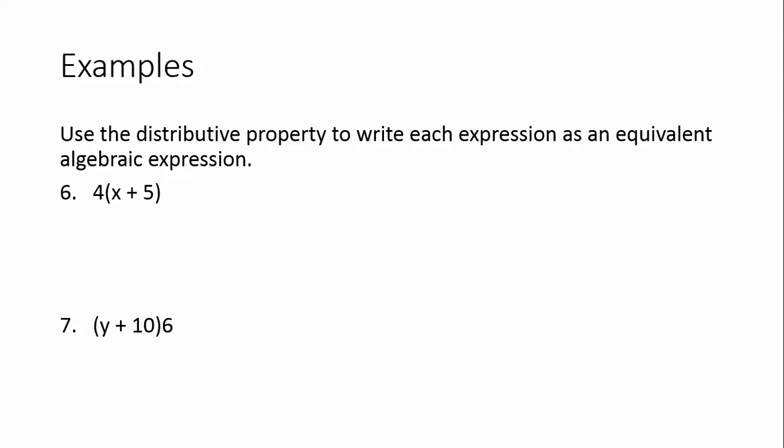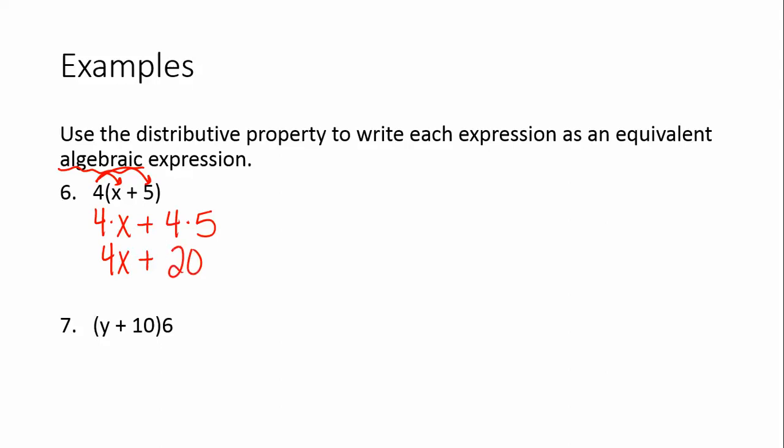Now we're going to add in some variables. So the distributive property, writing each expression as an equivalent algebraic expression. We're using the term algebraic now because we're going to be adding in variables. So nothing changes here. It's still the number on the outside multiplied by both pieces on the inside. So 4 times x plus 4 times 5. 4 times x is just 4x. 4 times 5 is 20.